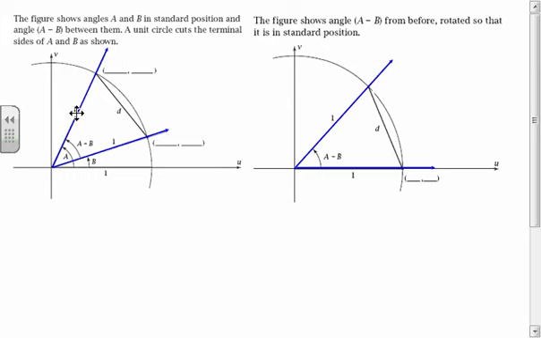We also know from lots of stuff that we've done before, in the unit circle, where the terminal ray crosses the unit circle, the coordinates there are the cosine and sine of that angle. So those are the coordinates of that point, cosine A, sine A, and down here that would be cosine B, sine B. All right, then we have a chord drawn between those 2 points, and it's labeled D.